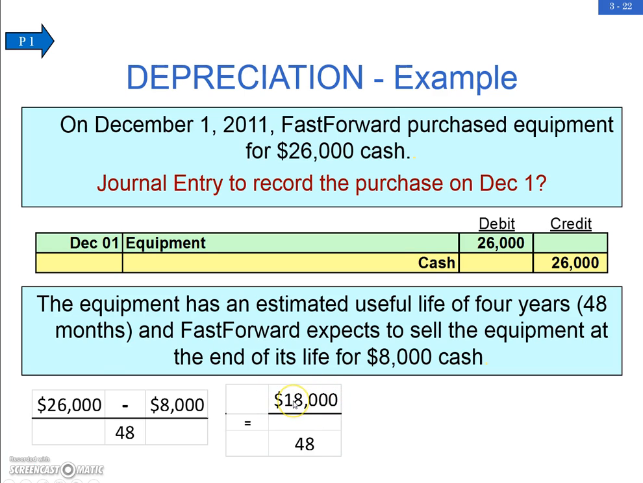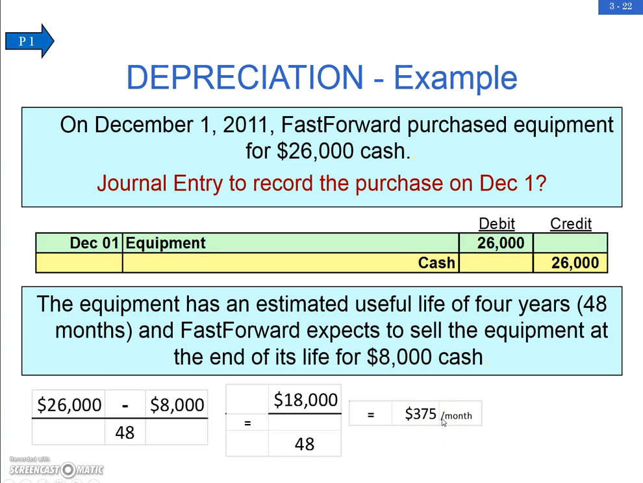And this is a term too. This is called the depreciable value. Meaning this is what our company expects to use up, right? We bought it for $26,000. We're going to use up $18,000 of the value of this piece of equipment, and it'll be worth $8,000 at the end. So $18,000 is what we're going to use up, and we're going to use that up over the next 48 months, which means we're going to use up, if you divide those two, $375 a month.